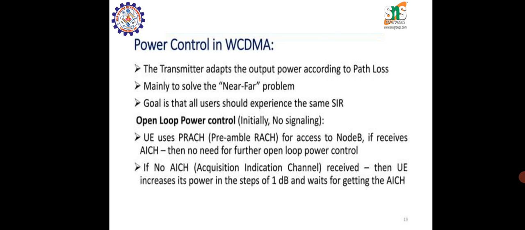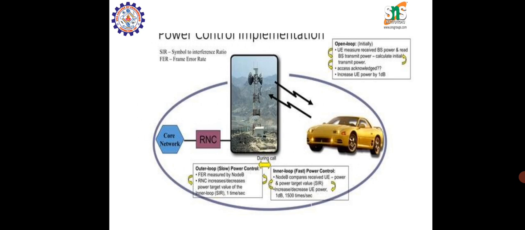Next is open loop power control. Open loop power control is initially non-signaling, that is, the UE uses the preamble for access of the Node B, and if it is received, there is no need for further open loop power control. This is a power control implementation diagram, where SIR is the signal to interference ratio, and FER is the frame error rate.